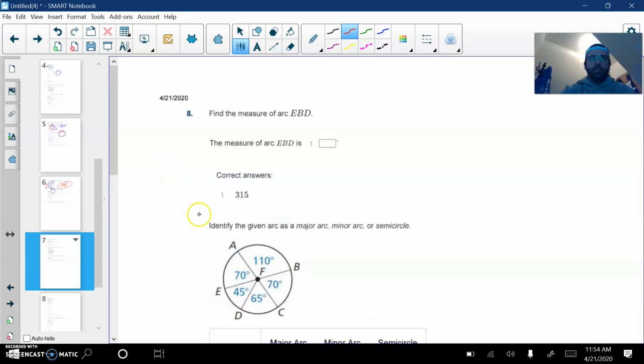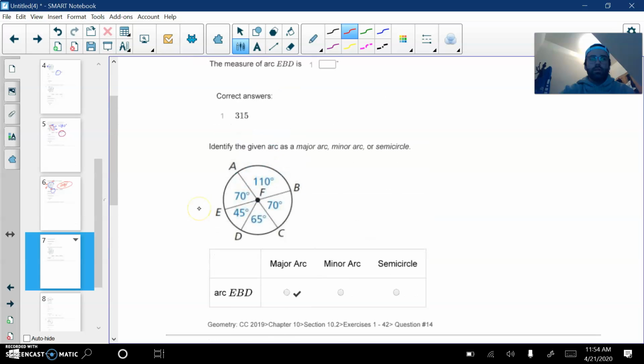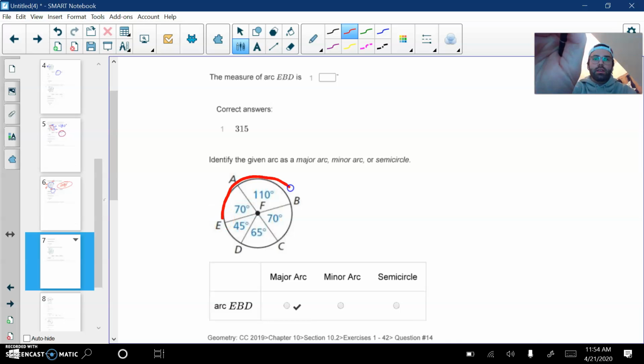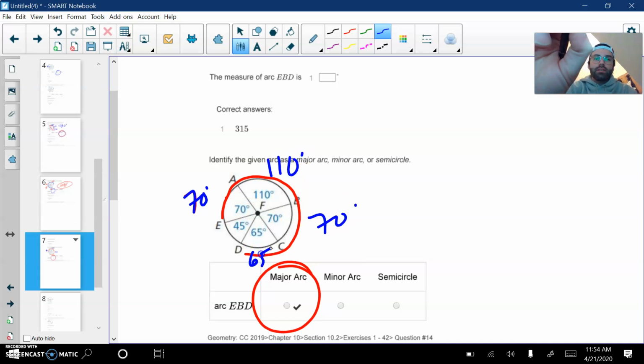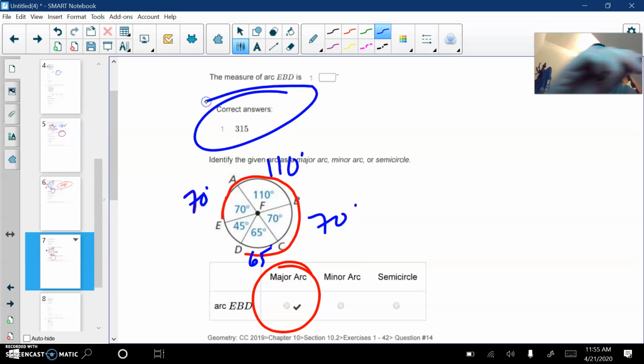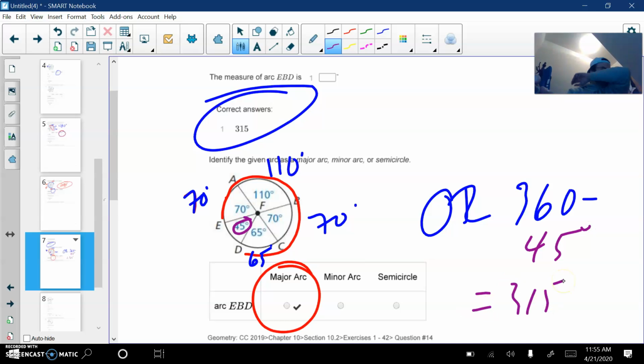Number 8 was EBD. E to B to D, again, the order matters. It's a major because it's more than 180. I can add up all of these arcs, 70 plus 110 plus 70 plus 65 to get my answer of 315. Or I could do 360 minus the only arc I'm not including, which is 45 degrees, to get 315.